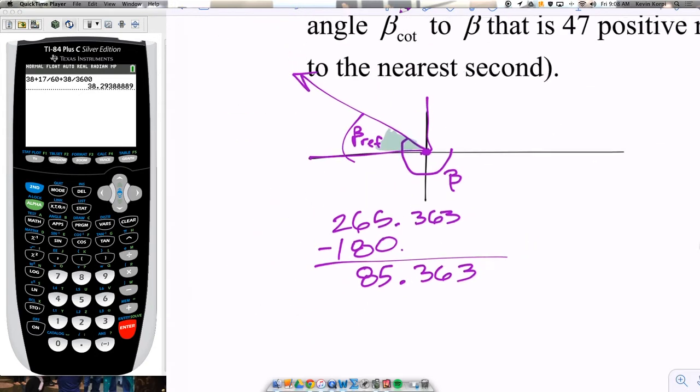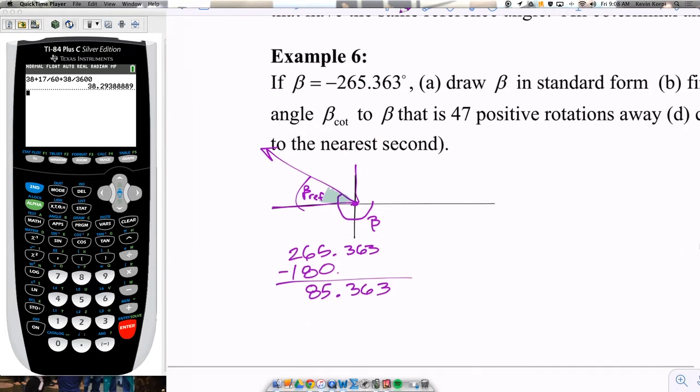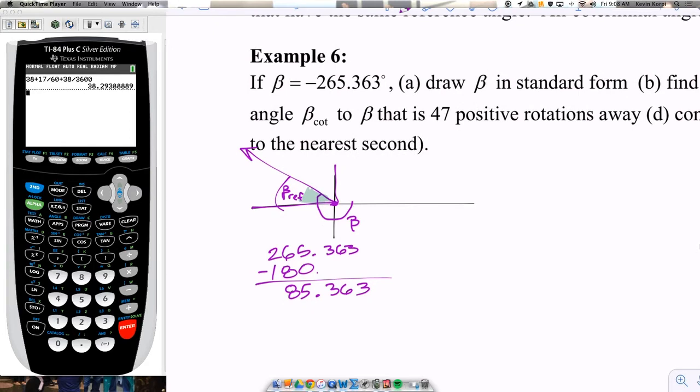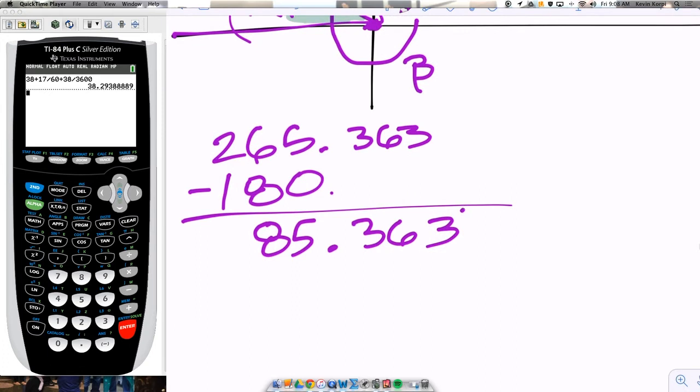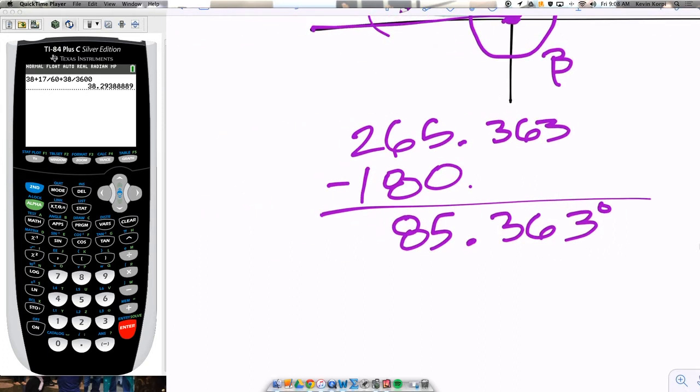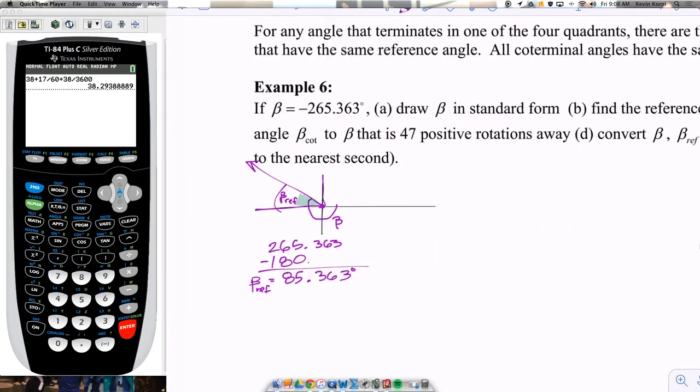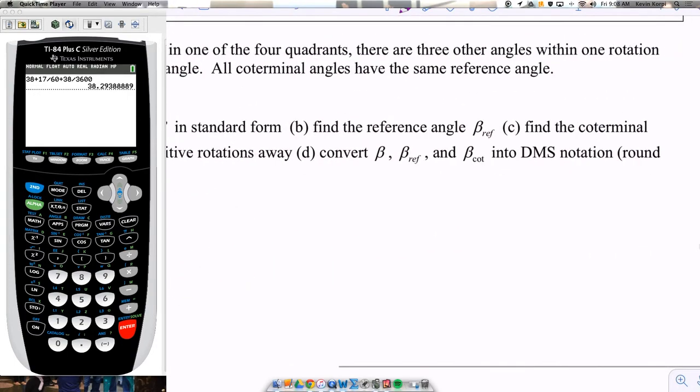Now, is my reference angle supposed to be positive or negative since my original angle was negative? Positive, because the reference angle is never not what? No, it's never not positive. Double negative, sorry. It's never not positive, which means it's always positive. Yeah. Good. Always positive. Beta subscript ref is 85.363. Very neat. Okay, part C.